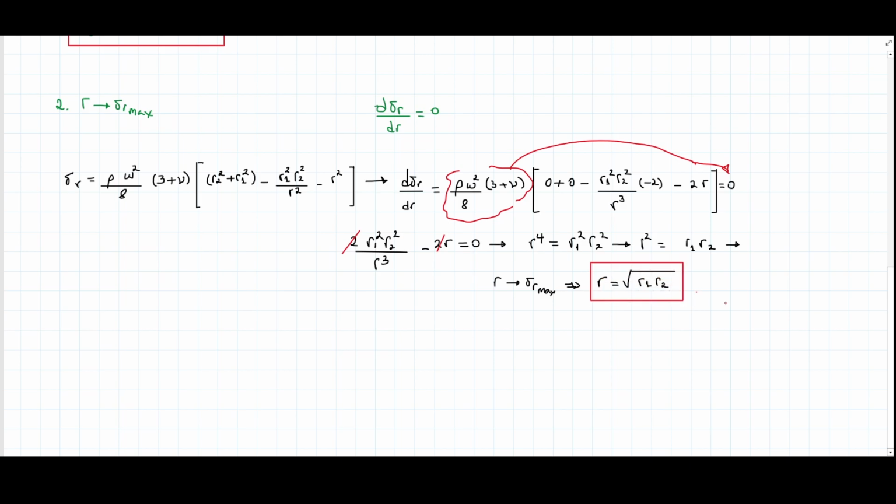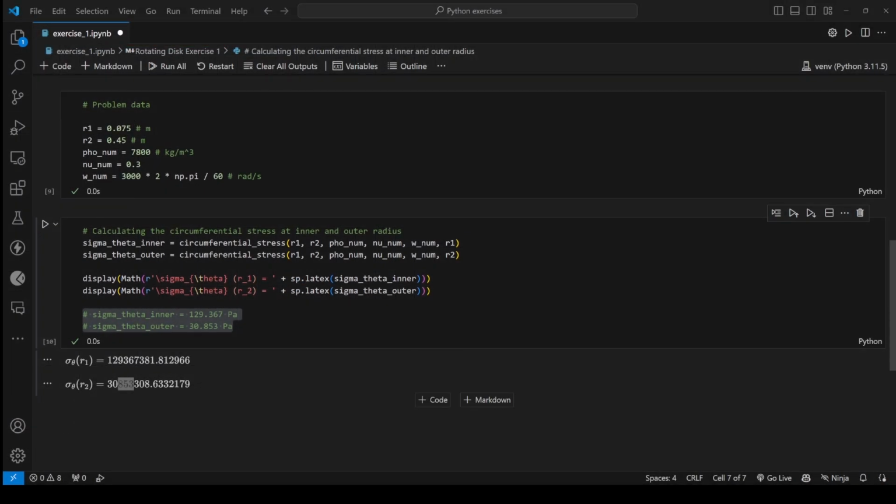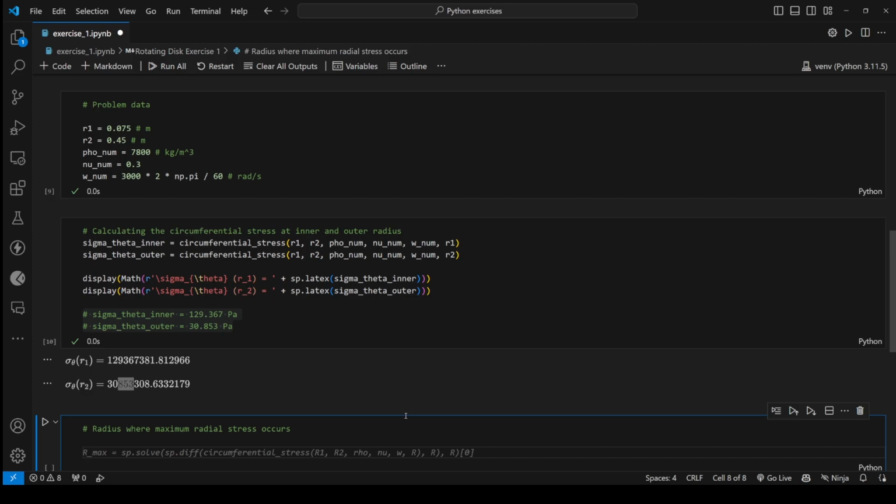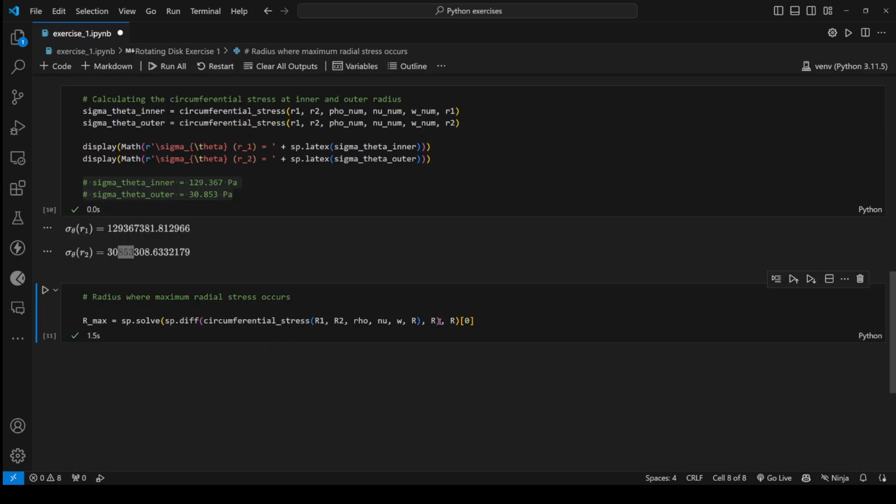Right, so let's calculate this one. Let's go to Python to check what is the value of this r. Okay, so let's create another one, and we're going to say radius where maximum radial stress, in this case, of course. Let me give it a try, and let me just print it out.